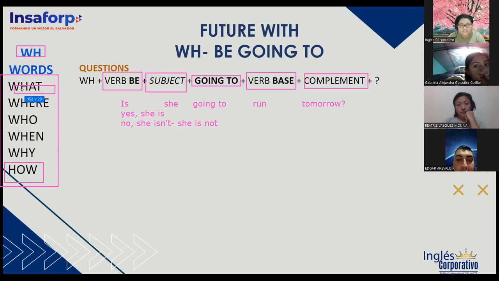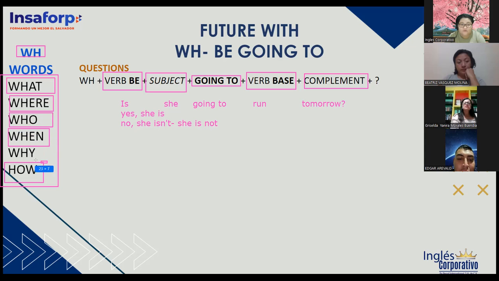Entonces, cada una de ellas tiene su significado. ¿Qué es what in Spanish? ¿Qué? Where? ¿Dónde? Who? ¿Quién? When? ¿Cuándo? ¿Y why? ¿Por qué? Right? ¿Y how? ¿Cómo? Exactly. Entonces, cuando me están diciendo what, a mí me piden información en general.